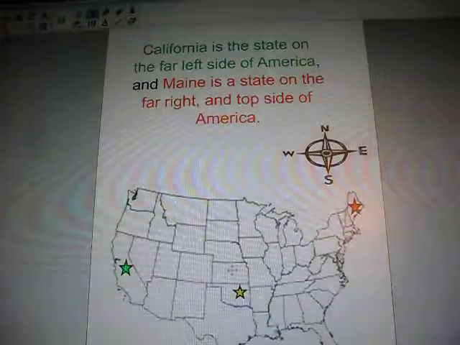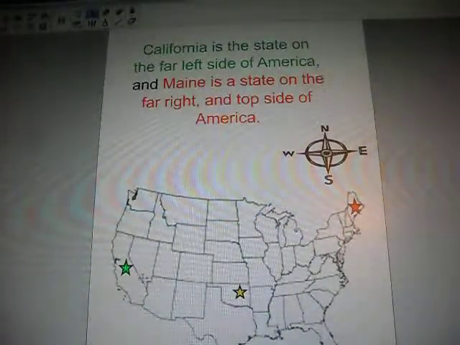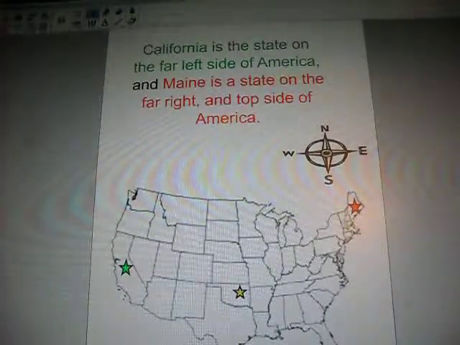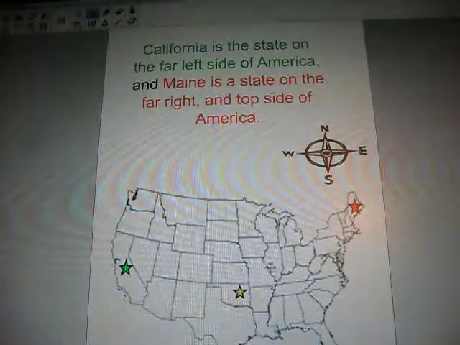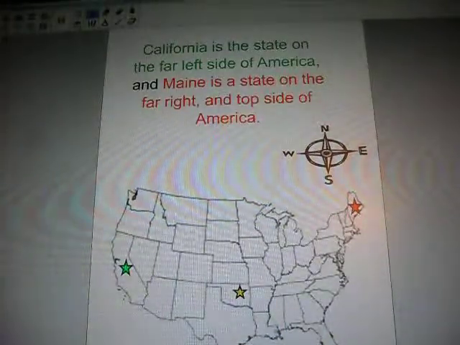On the next slide, I talk about east and west states to Oklahoma. California is a state on the far left side of America, and Maine is a state on not only the far right, but also on the top side of America. I didn't put north and south or east or west on these states because I want them to identify that in the questions on the next slides.